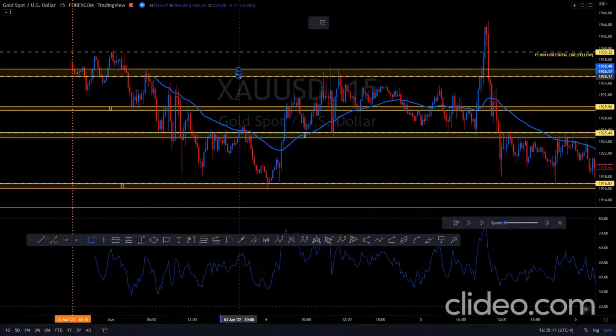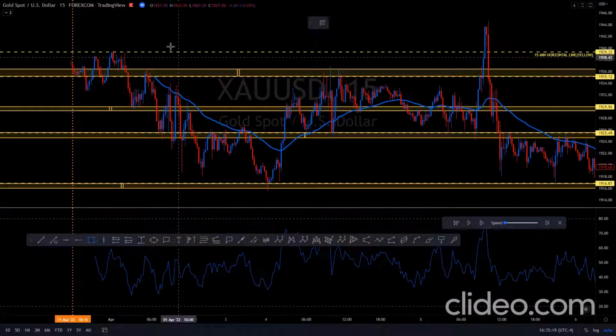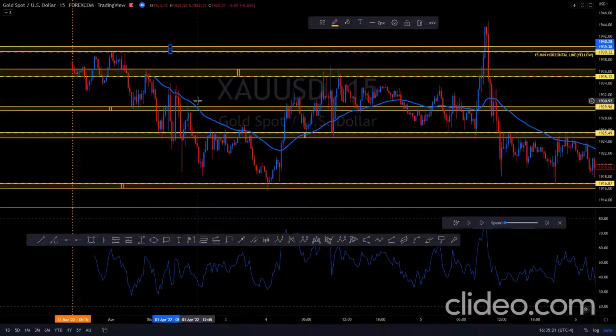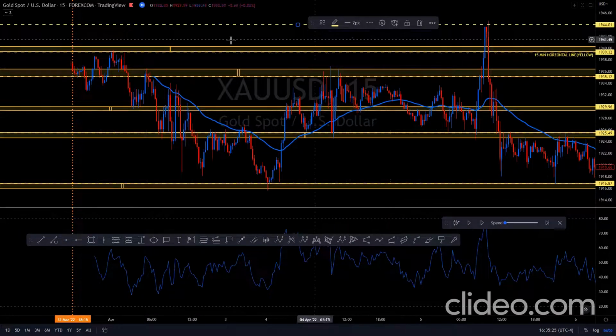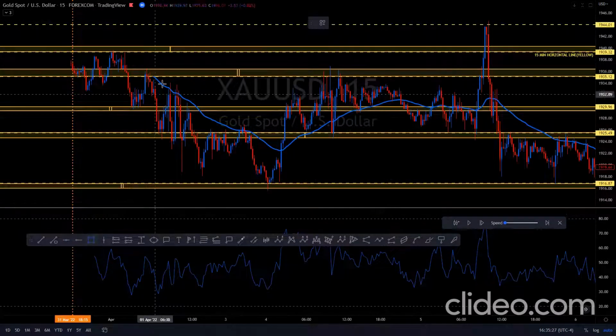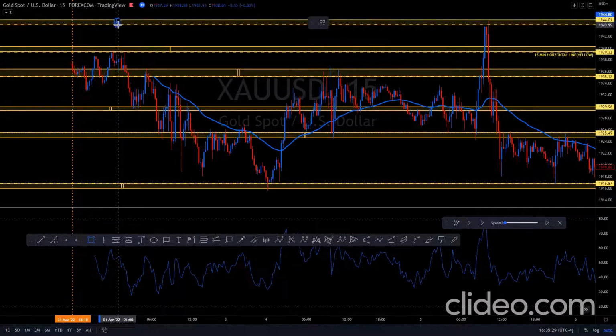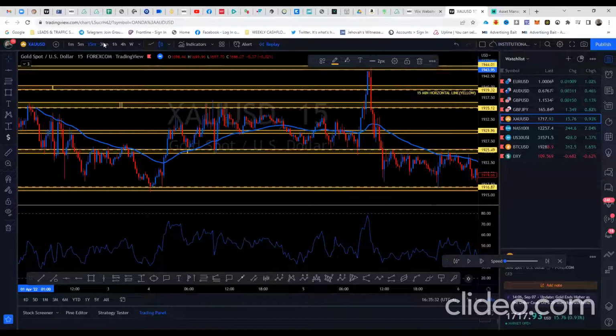So now, once I draw these, we're going to go to, this is a zone up here as well. We'll just put that. Then we're going to move on to the 30-minute. All right, so now let's move on to the 30-minute.